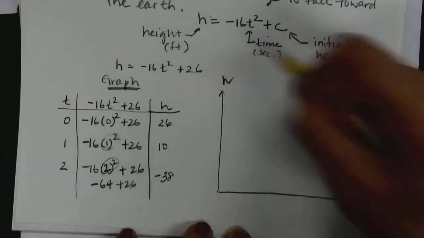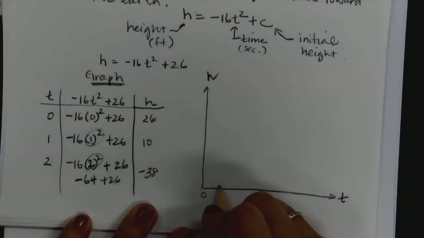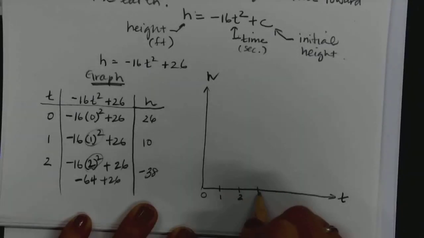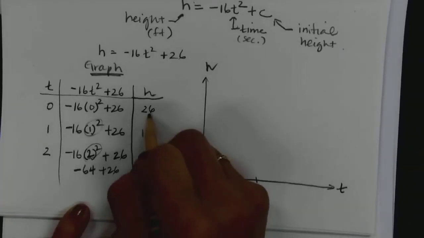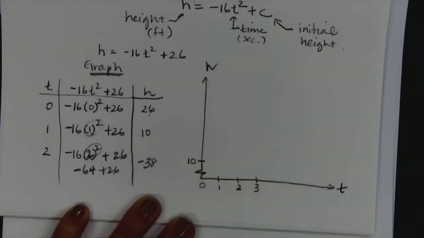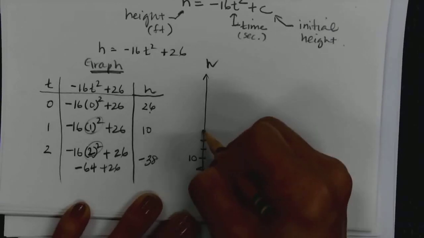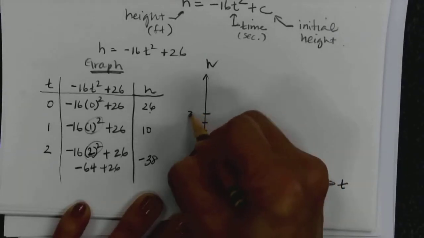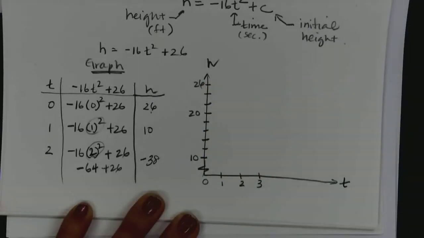So this is the time, this is the height of the object. And here's t equals 0, here's 1, here's 2, and so on. That's the time in seconds. Now, because the number is so big, I'm going to put a break in there. So here's my break. And I'm going to start at 10 and go up by 2s. 2, 4, 6, 8, 10, 20. 2, 4, 6, there's 26. So far, so good?